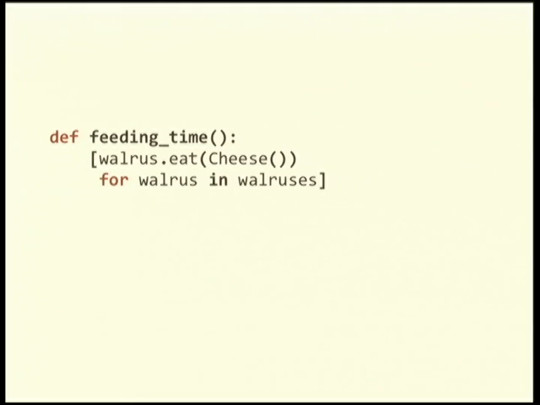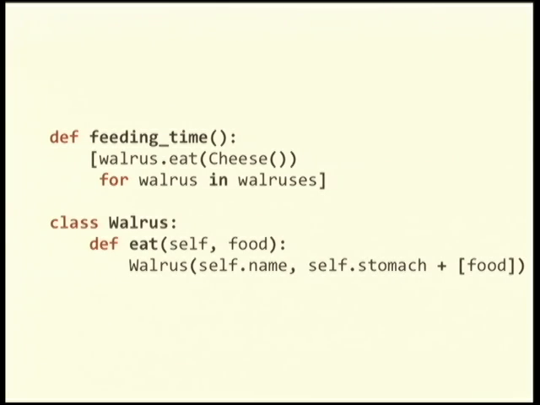So here's what the 4th entry looks like. It, once again, is functional from a computational standpoint. It constructs new walruses. It doesn't change existing walruses, but it tells the walrus to eat the food. And that doesn't mean, hey, walrus, change yourself. It means give me what you would look like if you ate the food. So the walrus has an eat method that constructs a new walrus with whatever state the old one had.